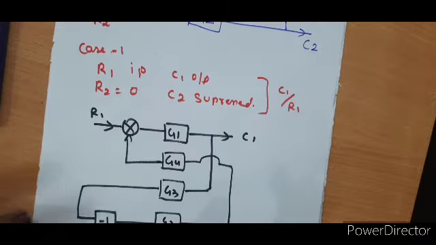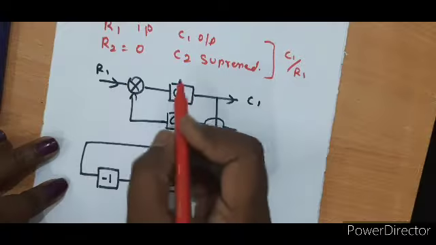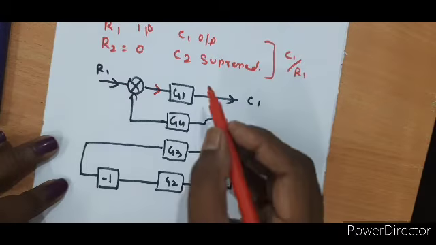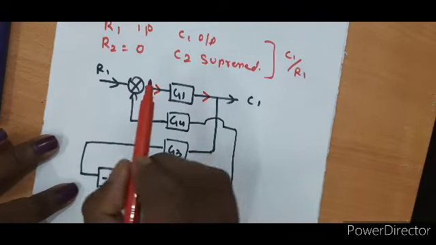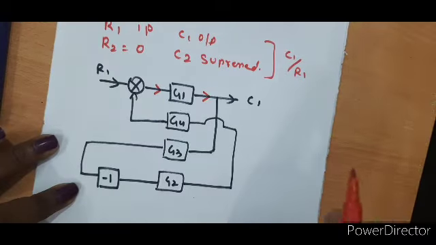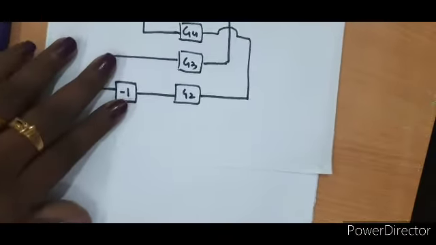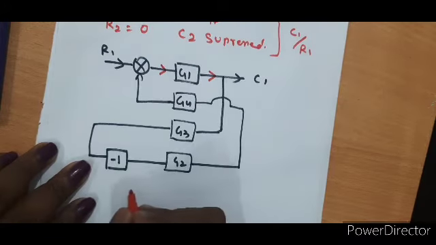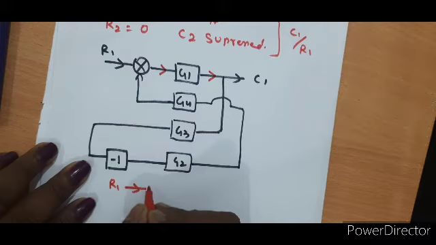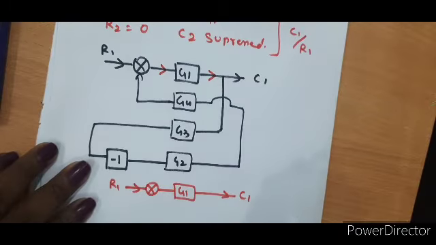Now let's see how the flow is. R1 is coming here and I am passing it to this block. From this block, I will get one output as C1. So my forward path will be as it is: input R1, a summing point, then a block of G1, then C1 as it is.